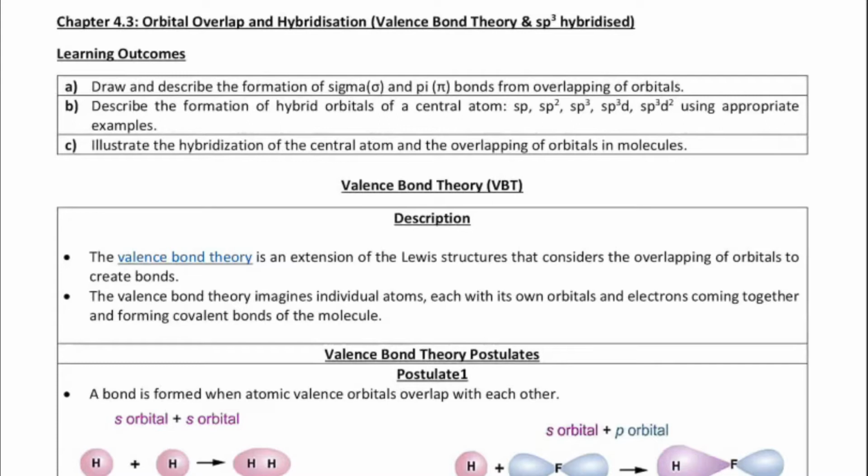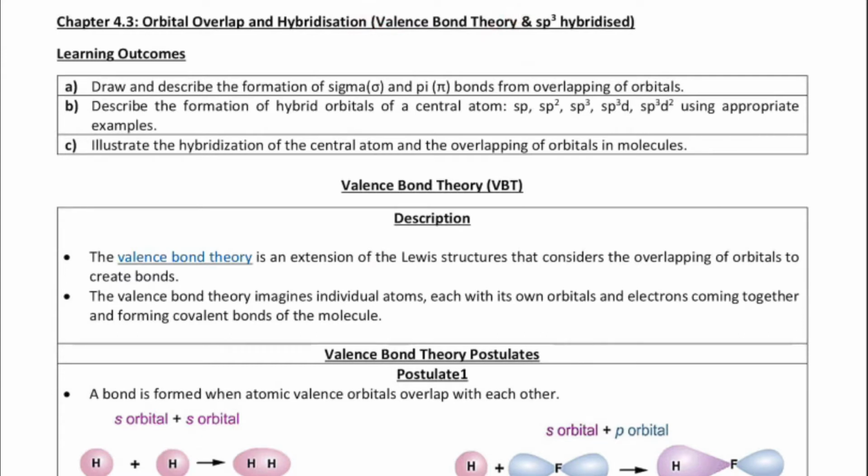So today we are going to learn chapter 4.3, orbital overlap and hybridization. Okay, so dalam chapter 4.3 ni dia panjang. So for today we are going to learn about valence bond theory only. Alright, so let us look at our learning outcome.